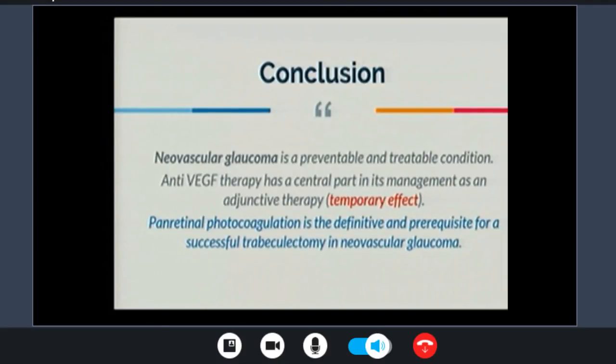as an adjunctive therapy, and as all of you know, its effect is temporary. So the definitive treatment is proper panretinal photocoagulation, efficient and sufficient, barbecuing the retina, really. So efficient and sufficient PRP, which is a very important prerequisite for any successful trabeculectomy or tube surgery, or even for the CPC that I don't like.